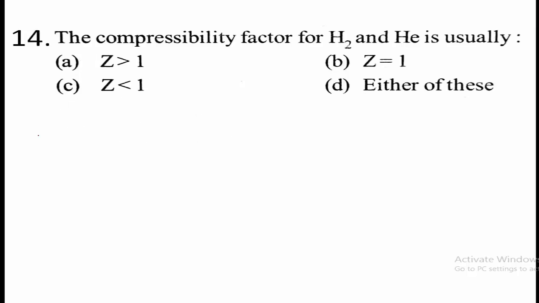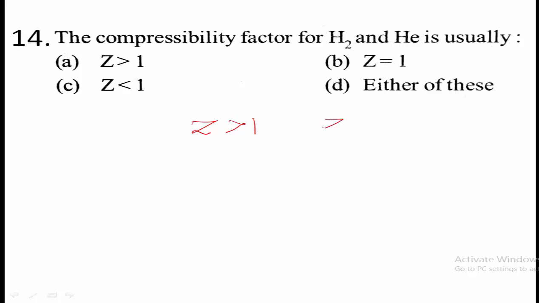Okay, then 14th one, the compressibility factor for hydrogen and helium is usually. So here helium and hydrogen are real gases and occupy more volume than usual. Hydrogen and helium are usually real gases, which means they will not show ideal gas behavior and they will occupy more volume as compared to ideal gas, and hence the compressibility factor, that is Z, is greater than 1 because they occupy more volume.